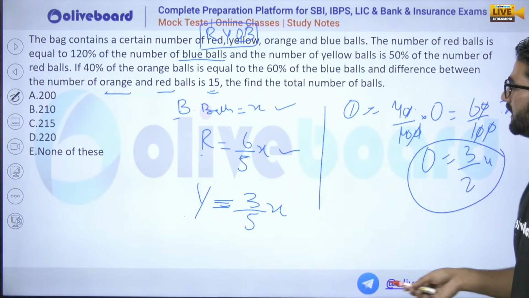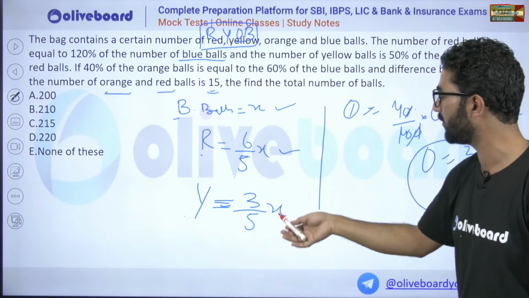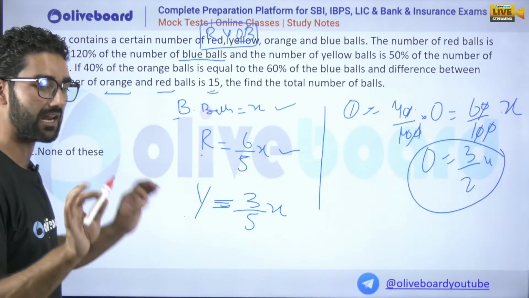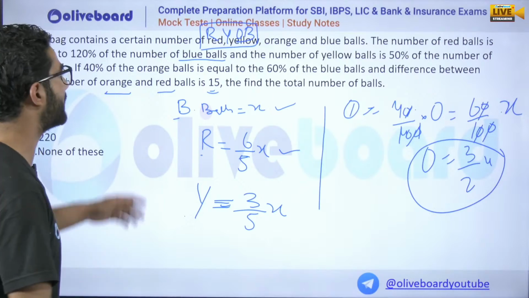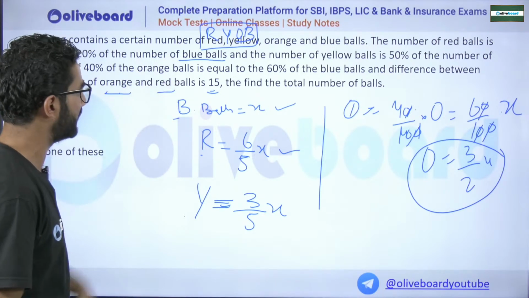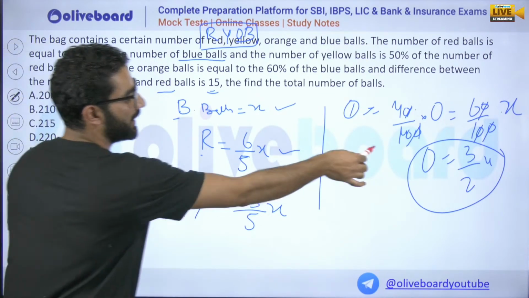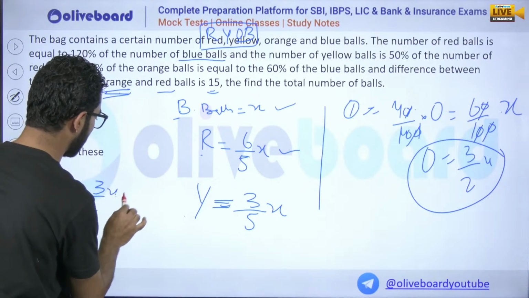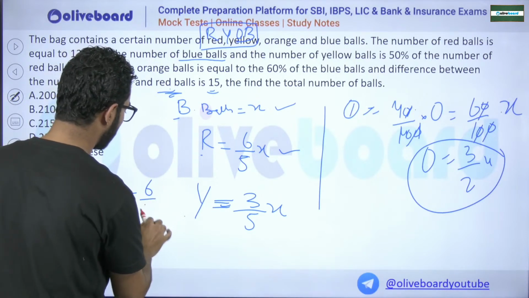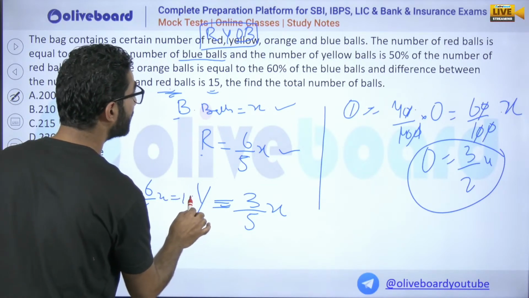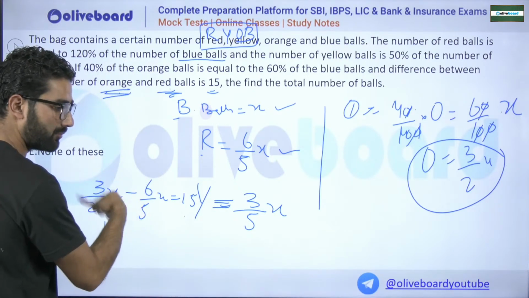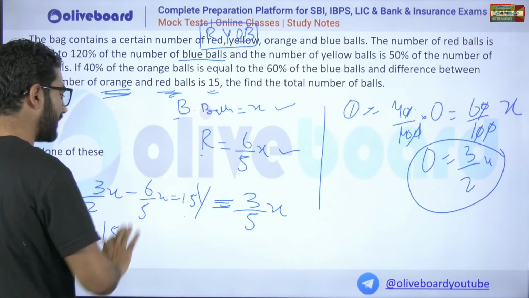So everything is calculated: blue balls, red balls, yellow, orange. Now what is the total number of balls? That can be calculated in only one step. It is given that the difference between the number of orange balls and red balls is 15. How many orange balls do we have? 3 by 2 x. And how many red balls? 6 upon 5 x, and the difference is 15. You can calculate that way also. We have simple terms, so we don't have to go for LCM.